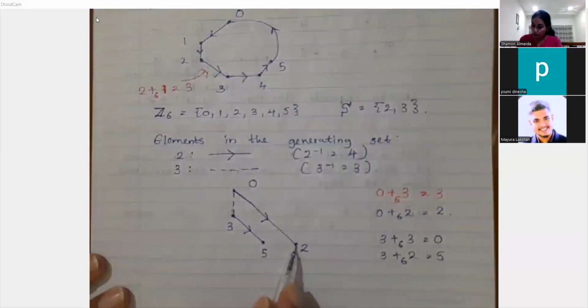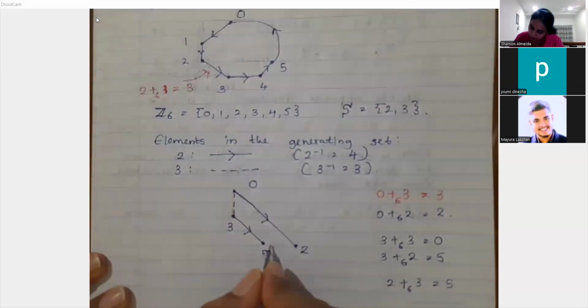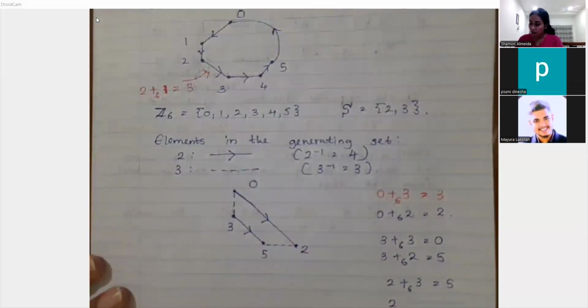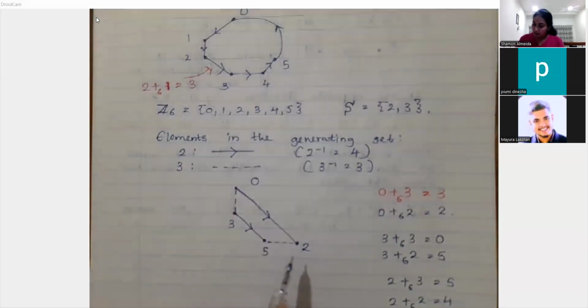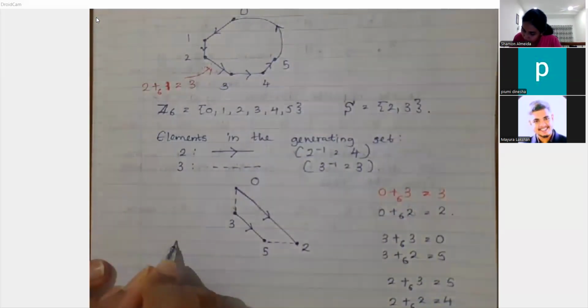Now let's go to 2, right? We want to see where this dash line would go. 2 plus 3 gives you 5. So you have this connection, right? Then we see where the solid line would start at 2 and go. This is equal to 4. So starting at 2, this solid line should connect to 4, which I will put somewhere here.